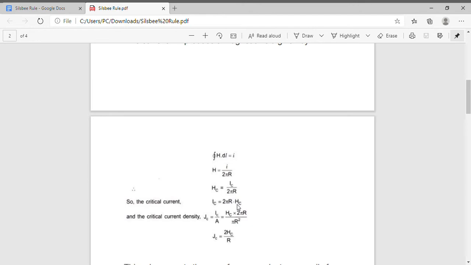Now, since I know the value of critical current Ic, I can find the value of critical current density. Critical current density Jc will be current per unit area. Current is Ic, and since the wire is circular in nature, the area will be equal to pi r squared. Substituting the value of Ic and solving, I will get Jc equal to 2Hc upon r. So, I have obtained my formulas of critical current and critical current density.